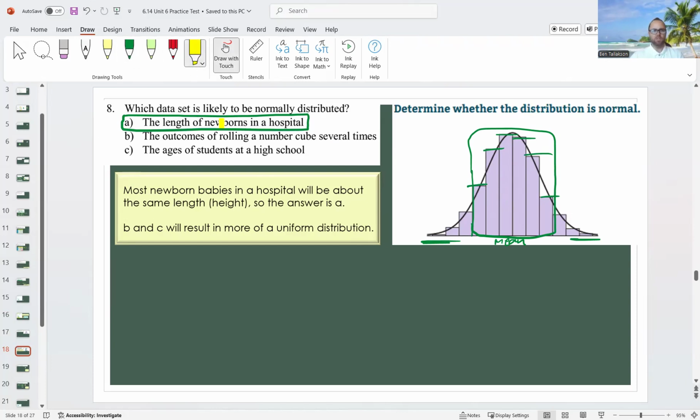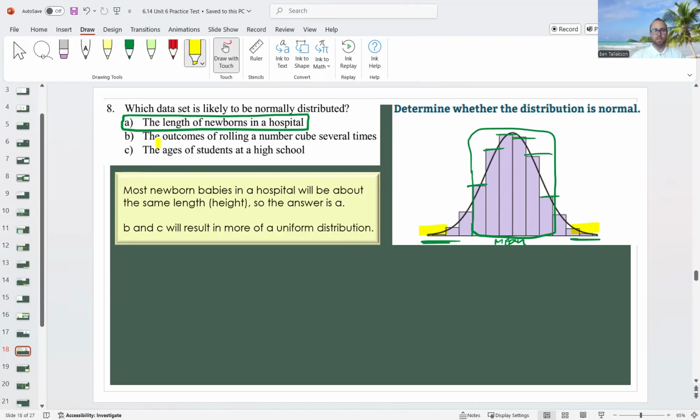Now, we're talking about real life situations. The length of newborns in a hospital. Why do they say length, first of all? Well, newborns can't walk, right? So instead of height, we're saying length. And that would be normal distribution because most babies are about the same length, okay? With very, very few being really, really short and very, very few being really abnormally long, right? We're not having a 3-foot long baby, right? Or a 6-inch long baby.